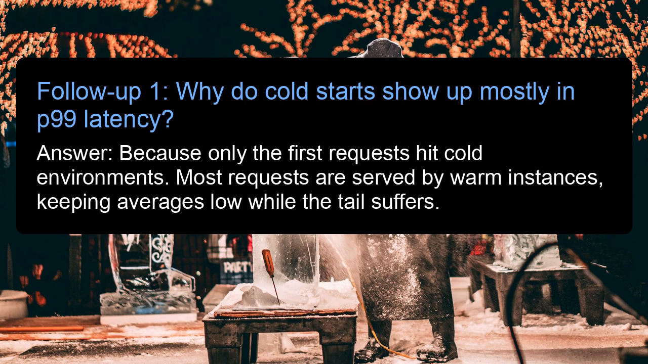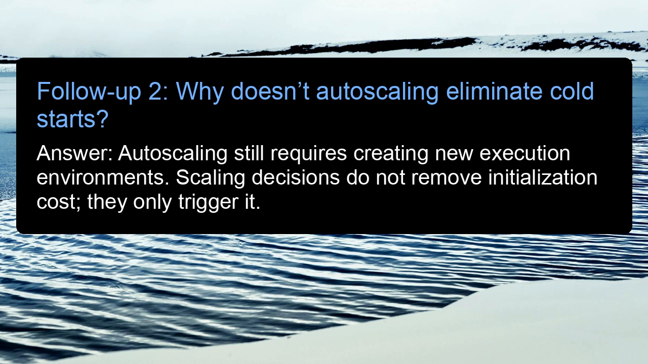Follow-up 1. Why do cold starts show up mostly in P99 latency? Answer: because only the first requests hit cold environments. Most requests are served by warm instances, keeping averages low while the tail suffers. Follow-up 2. Why doesn't auto-scaling eliminate cold starts? Answer: auto-scaling still requires creating new execution environments. Scaling decisions do not remove initialization cost, they only trigger it.